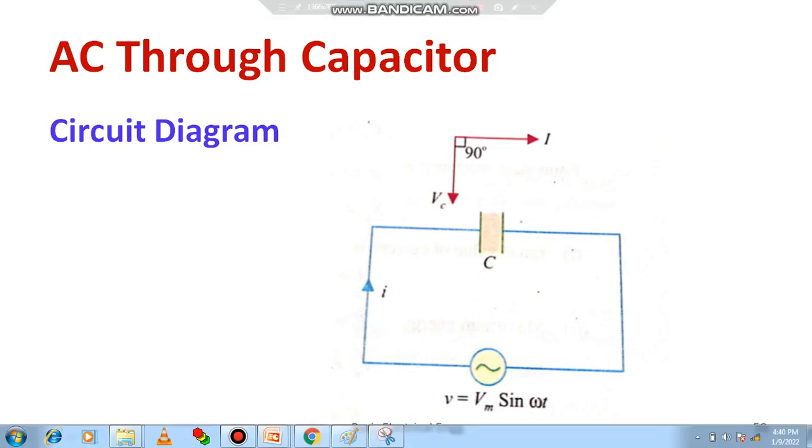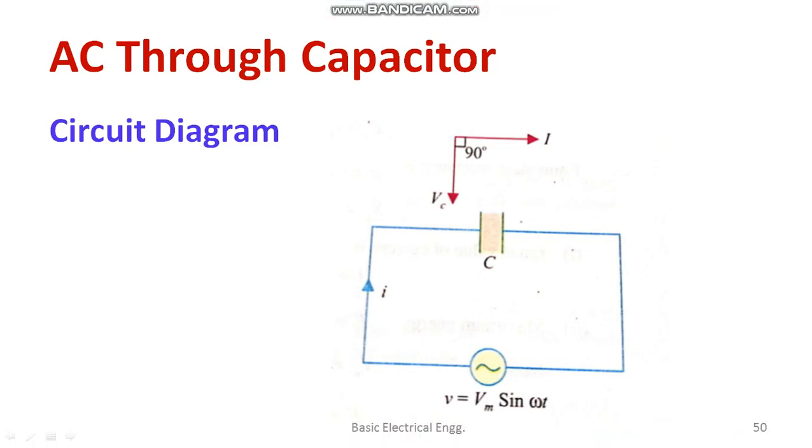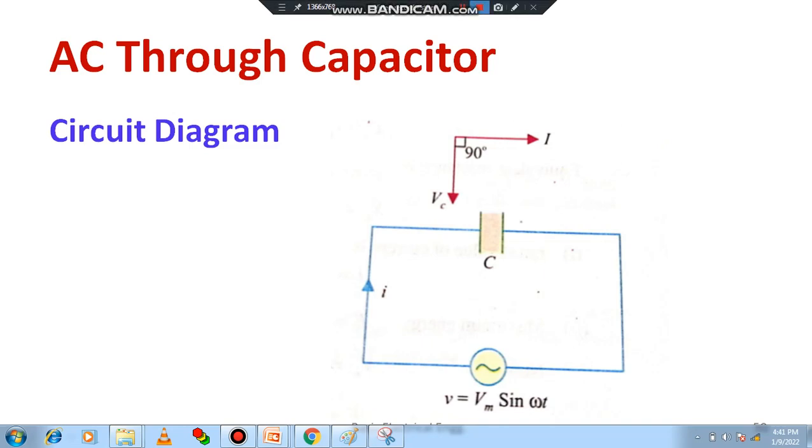Let us see the behavior of capacitor when it is connected to AC supply. Consider a circuit with a capacitor, and a supply is provided, V is equal to Vm sin omega t. Now what is the speciality? Here voltage is lagging behind the current at an angle of 90 degree. Or else you can say that current is leading the voltage at an angle of 90 degree. Both ways you can state it. I will be explaining how it is happening.